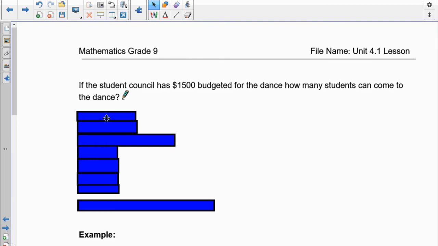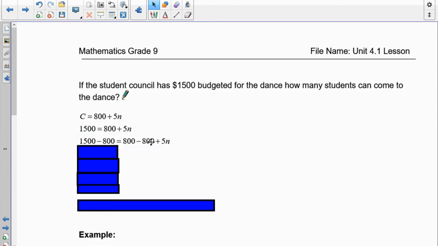Okay, well, we always start with our formula, our equation. The cost is equal to $800, our fixed cost, plus 5 times the number of students, our variable cost. We want to know if our total cost is $1,500, that's our C, how many students, N, can you find? So we have to solve for N. Well, we have to get rid of the $800 first. It's fixed. So 800 take away 800 is our first step. If I do it on the right-hand side, I've also got to do it on the left-hand side.